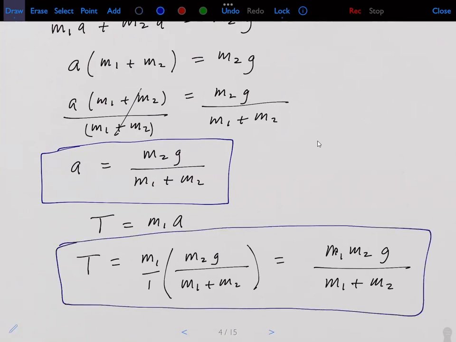All right, I found a. So all I'm doing is plugging in that expression for a, substituting in for here, and then t equals m1 times that. So that would be my answer.